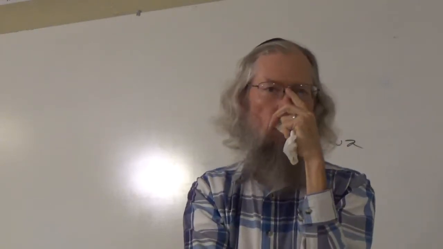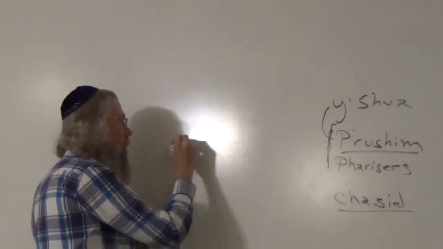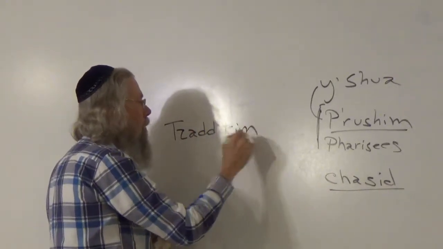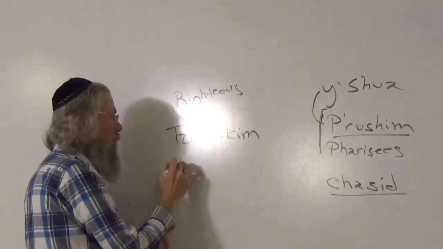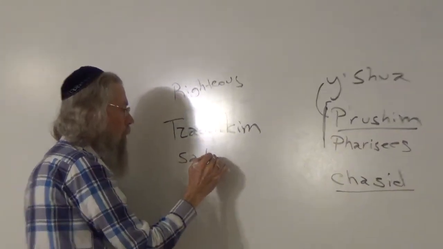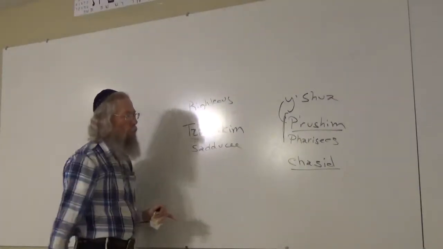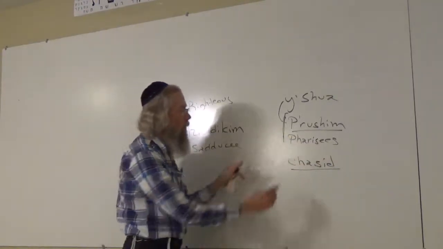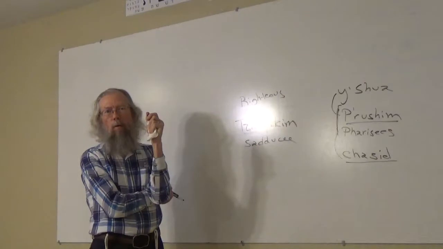So there are no Sadducees today. And the term Sadducee, that's another term I'll give you, is actually Tzadokim. Tzadikim. Tzadik meaning righteous. And it's from that we get the word Sadducee. You can see the relationship here. Just as you can see the relationship here. By the way, the Pharisees were also Hasidic Jews, for the most part.